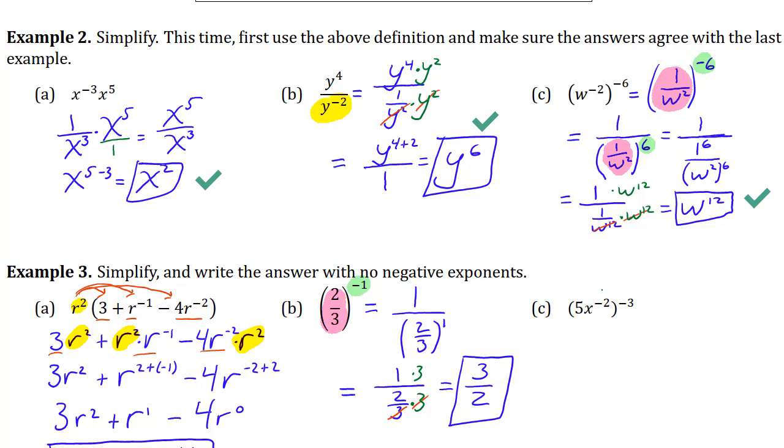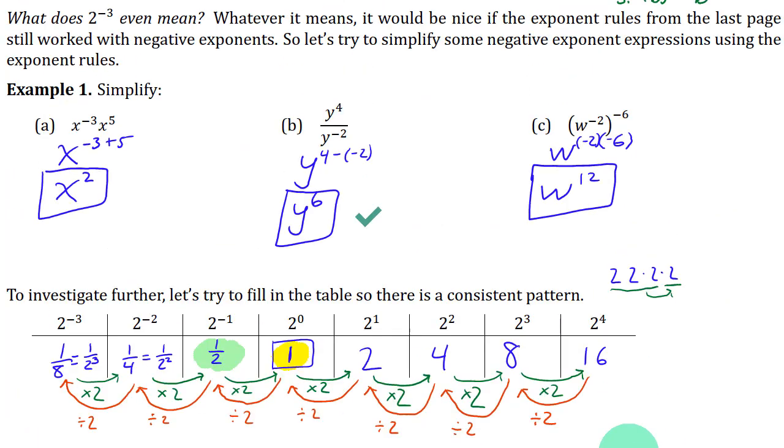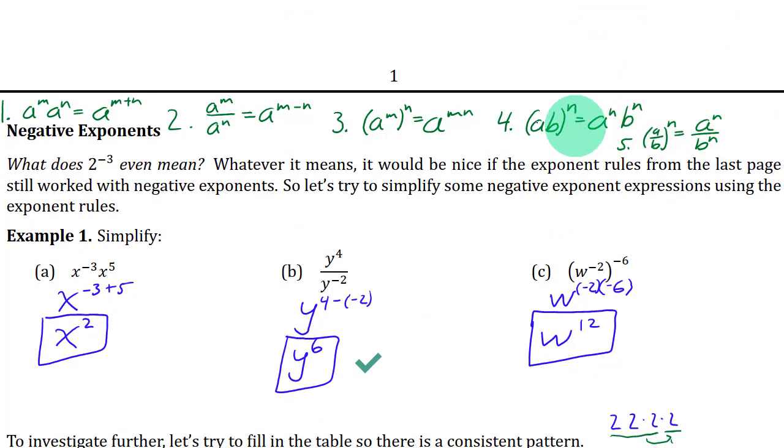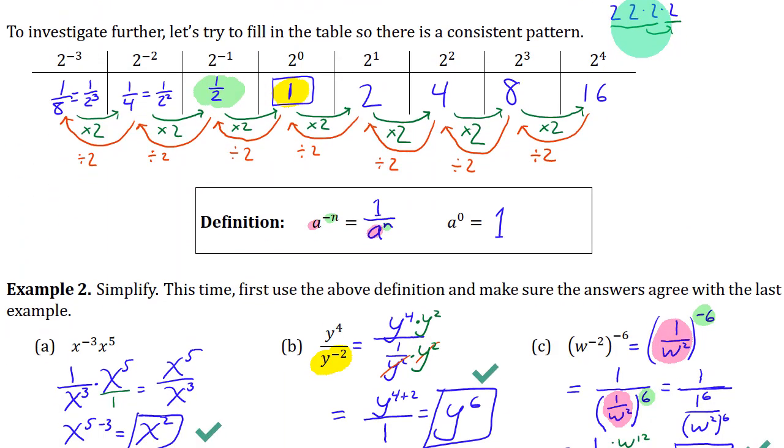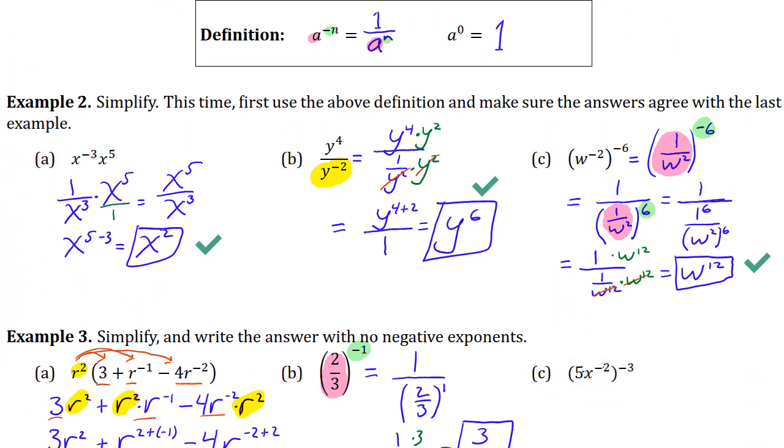Okay, how about this one? Let's see. If I wanted to apply a rule to this, you have something in parentheses with multiplication here, and then it's all raised to the power negative 3. Which one of these rules applies to that? If you're saying rule number 4, excellent. Yeah, this is rule number 4. So instead of a and b here in rule number 4, we have 5 and x to the negative 2. So we're going to do 5 to the power negative 3, and then x to the negative 2 to the power negative 3.